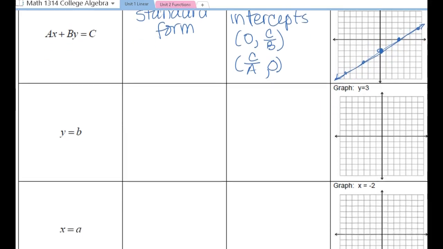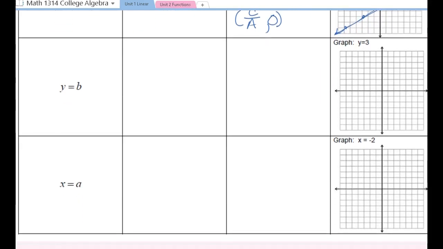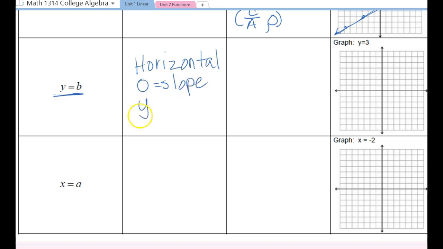And then last but not least, I want to talk about these two types of equation. This is y is equal to b. This is a horizontal line, and it has a slope of 0. And it's always going to be in the form of y is equal to b. So you might want to think of this as OI to help you remember. So to graph y is equal to 3, I come on the y-axis to 3, and then I draw a horizontal line there. And that would be my line.